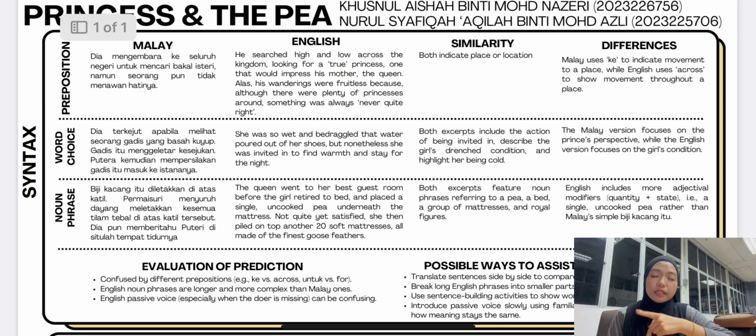Second, L2 learners may feel overwhelmed by the complex noun phrases in English, as they are more detailed and layered compared to the simpler Malay equivalents. And the third one would be that L2 learners may be confused by the passive versus active voice structure in English, especially when the agent is omitted, which is less common in Malay narratives.